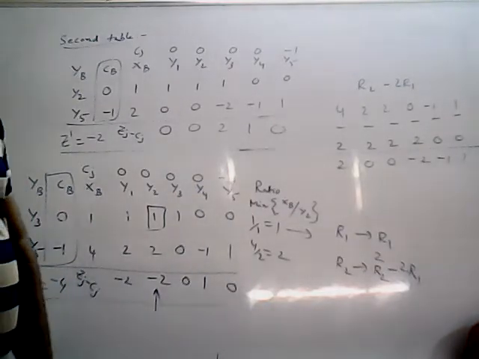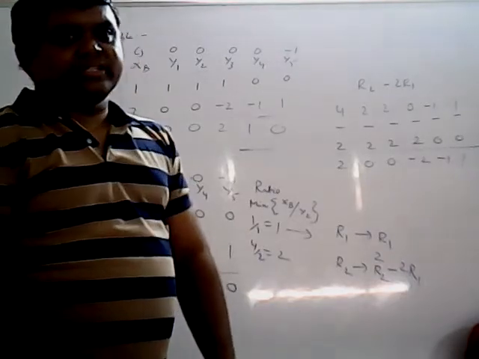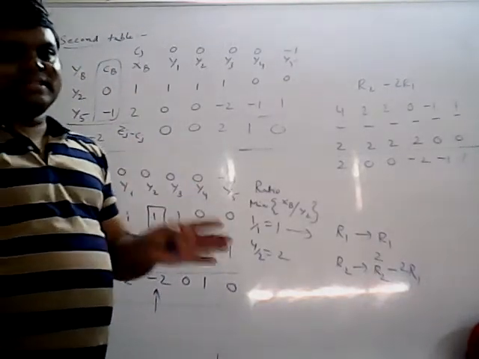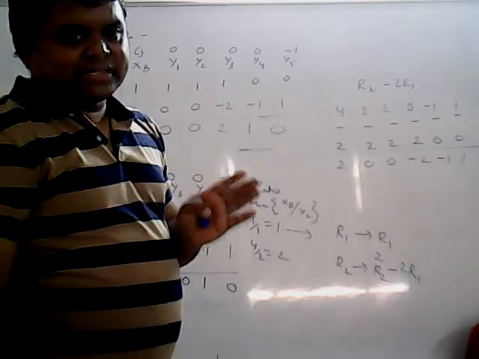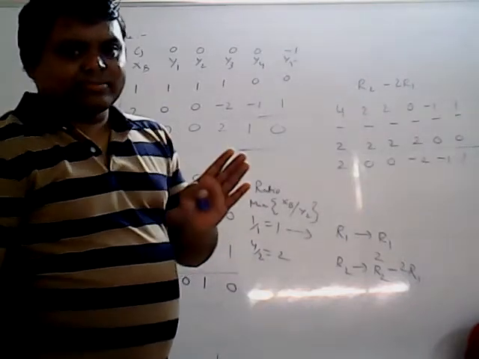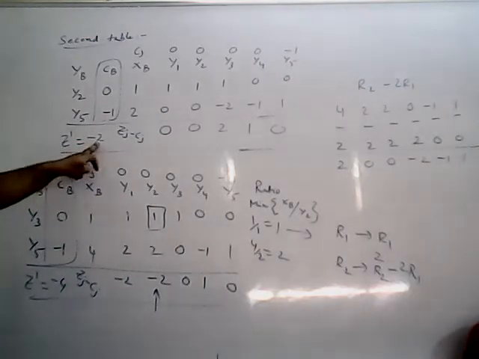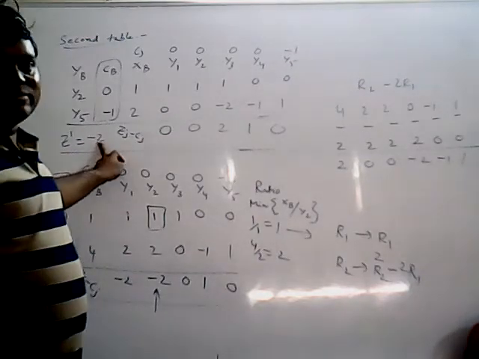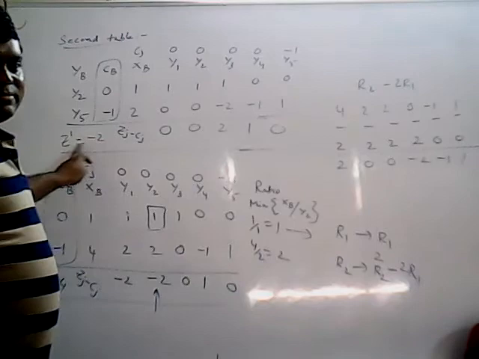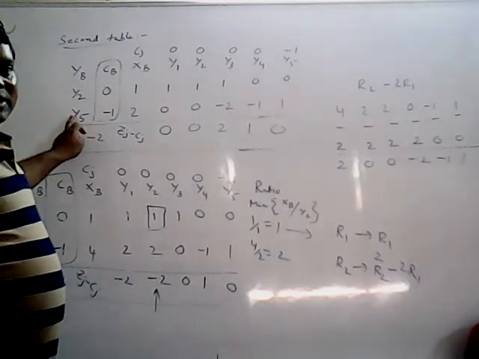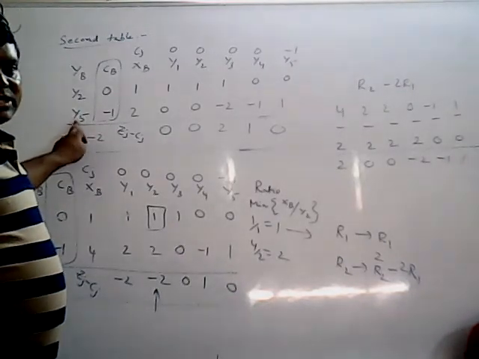Now you have to identify three cases: case 1, case 2, case 3. Case 1 is maximum z dash less than 0. Case 2 is maximum z dash equal to 0. Case 3 is also maximum z dash equal to 0. Now see z dash first. What is the z dash? Negative. Negative means less than 0, and it comes under case 1. So what is case 1? Maximum z dash less than 0 and one artificial vector.